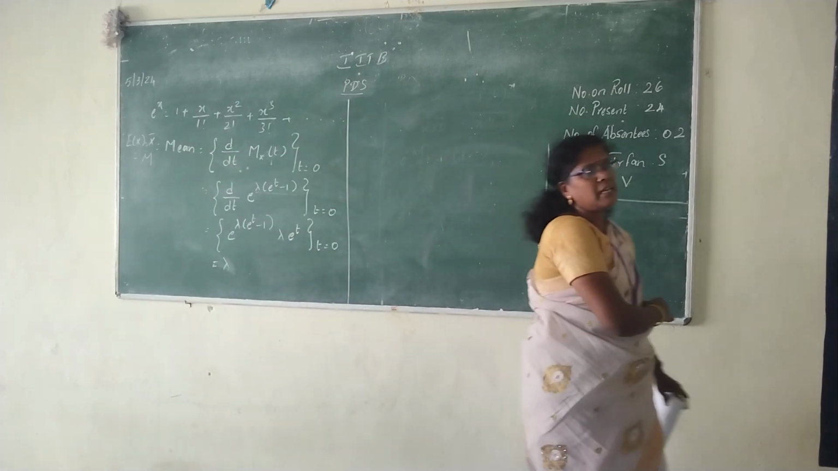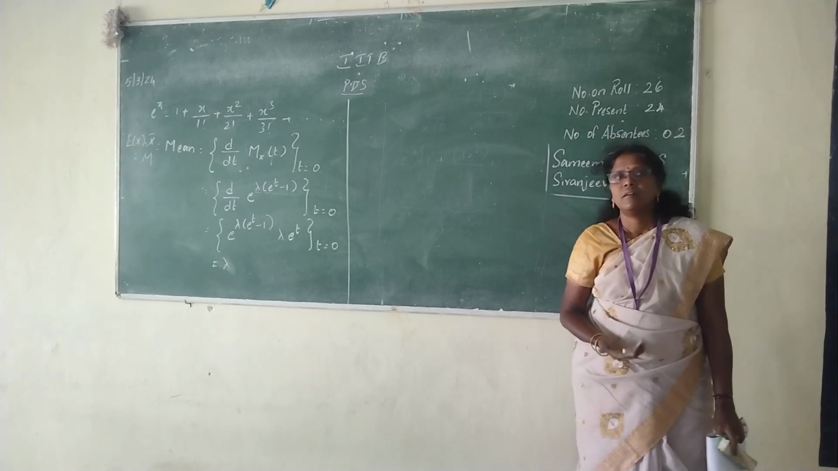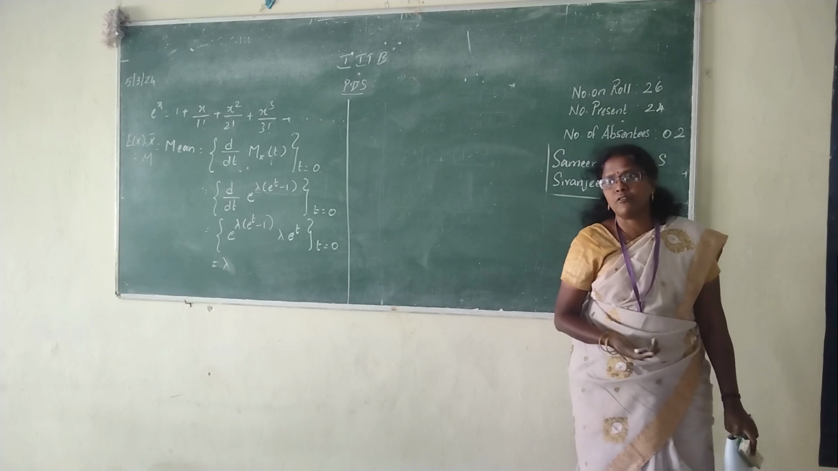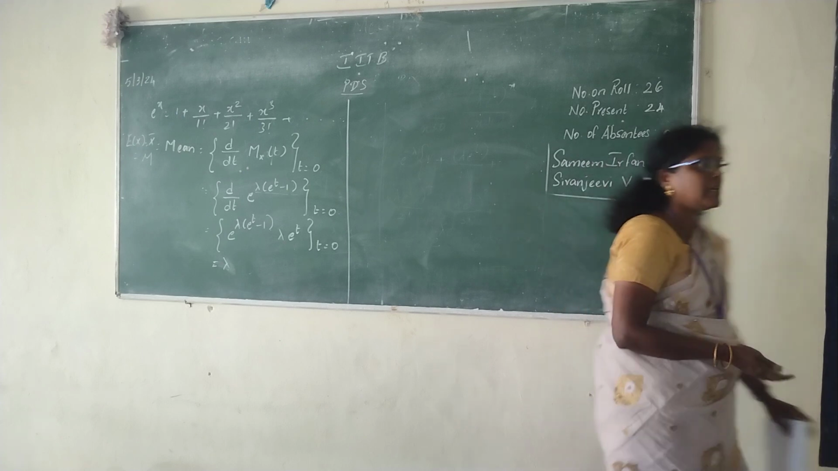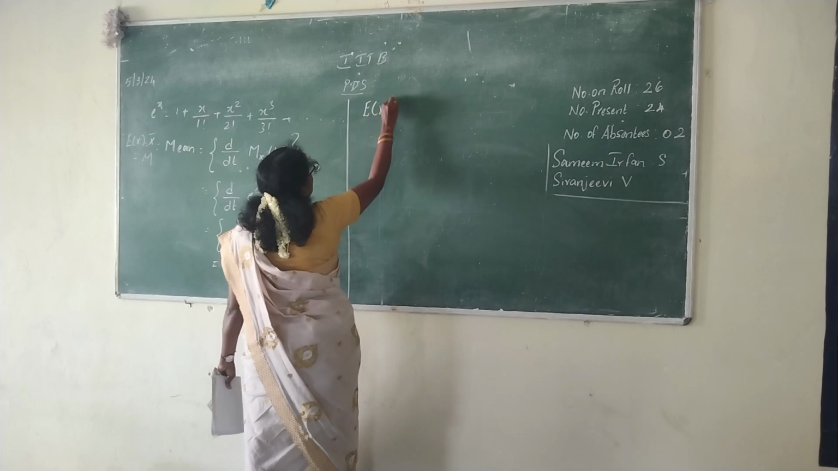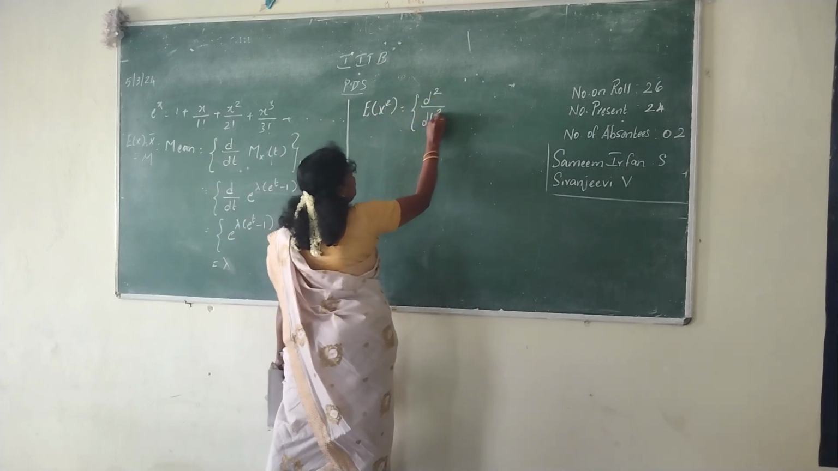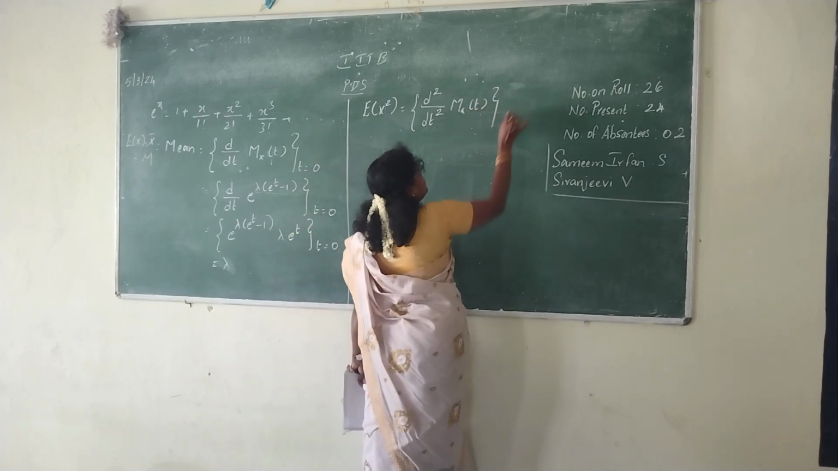Now we have to find the variance. To find the variance, what are you supposed to find? E of x squared. To find the variance, we need E of x squared, so start finding that one. E of x squared is equal to d square by dt square of M x of t at t equal to 0.